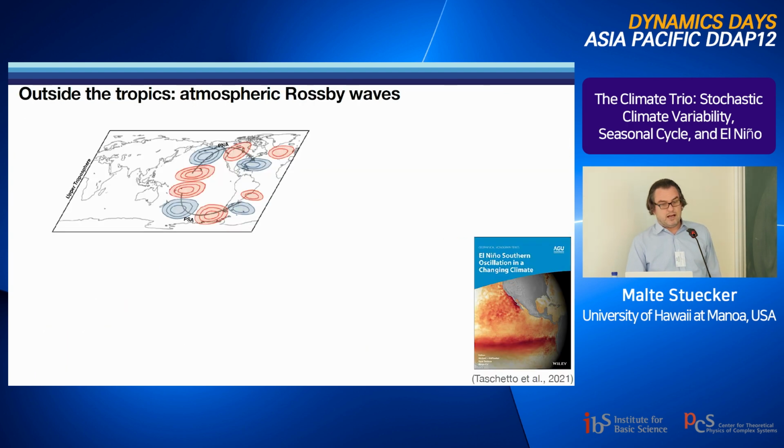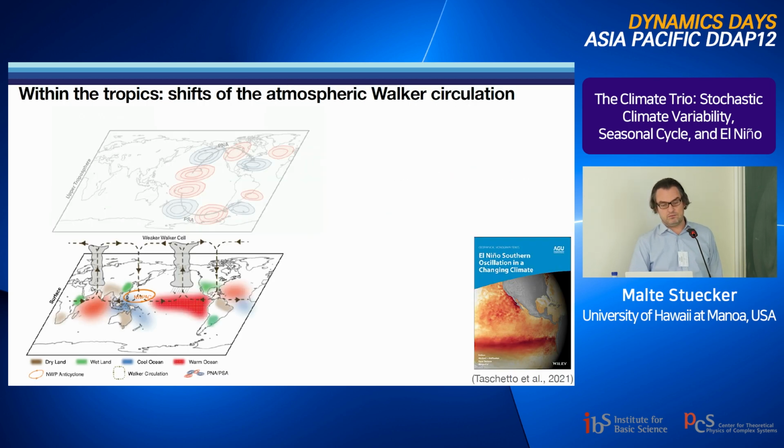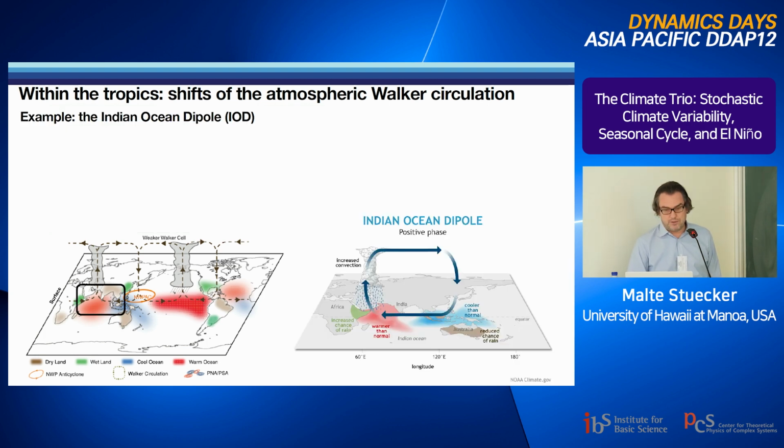Now, outside of the tropics, we can just imagine this. What we see is this Rossby wave train, of course, in the atmosphere. Then if we come back to our bucket model, we have the same dynamics here. We have heat fluxes that are stochastic, but then also heat fluxes that are due to the changes in the atmospheric circulation due to those remote ENSO forcing. Now, if we move within the tropics, I showed you before there are these shifts in the Walker circulation and also, to some degree, in the Hadley circulation that are important for ENSO's impacts.